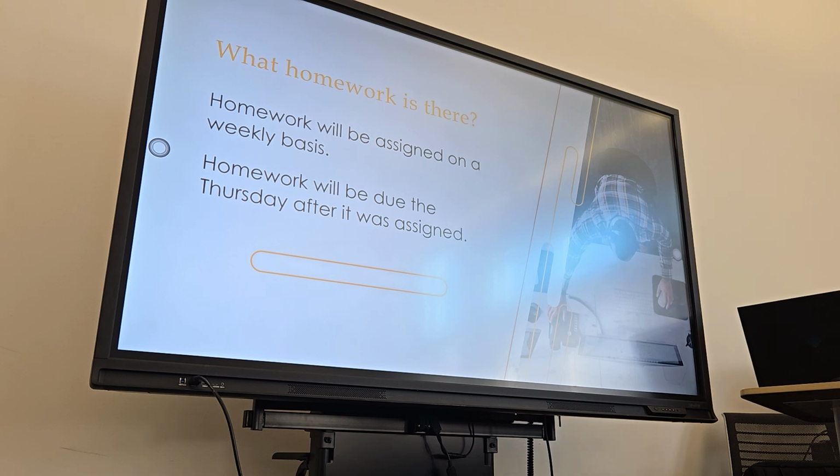Visual and auditory is going to be taken care of in the lectures. The kinesthetic, the hands-on, you might say, is the homework. Having to do the homework, doing it yourself, working out the problems yourself, helps reinforce what you've learned in the lectures.